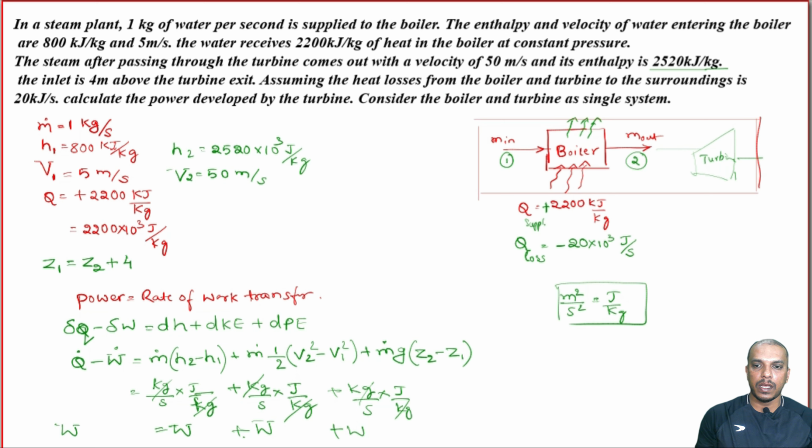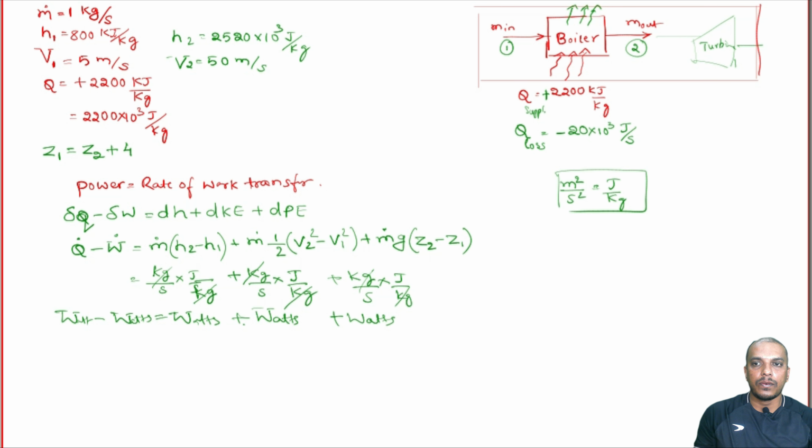Now this side also has to be watts and this side also has to be watts. So everything will be in watts, then the units are consistent. Okay. Now we will go on to substitute. Now what is given? Q. Let us solve this Q first. Q is plus 2200 kilojoule per kg, or now net Q, which we will have to substitute it here.